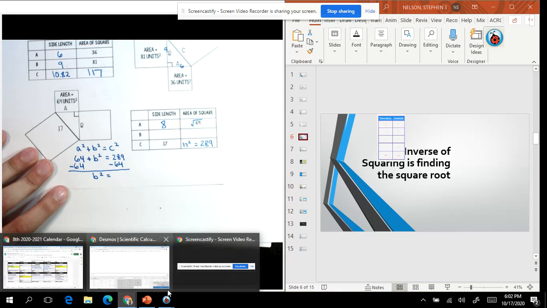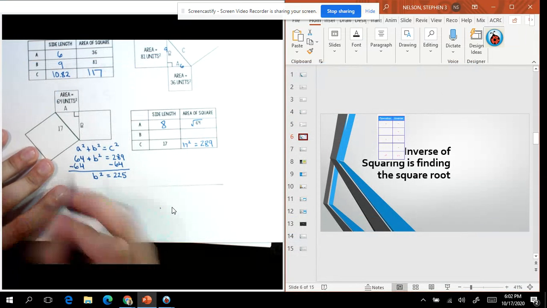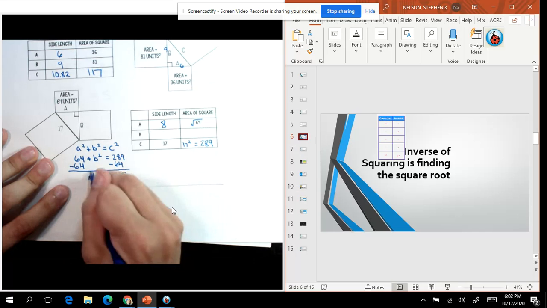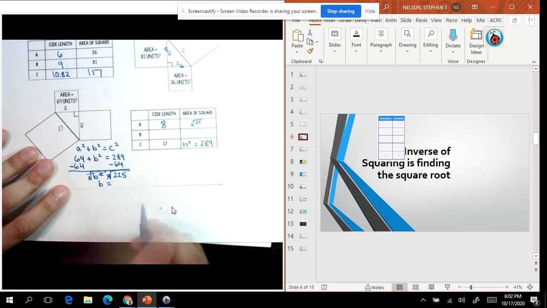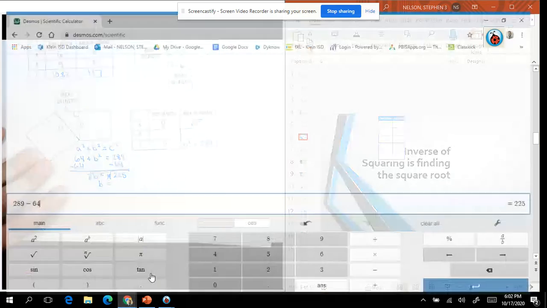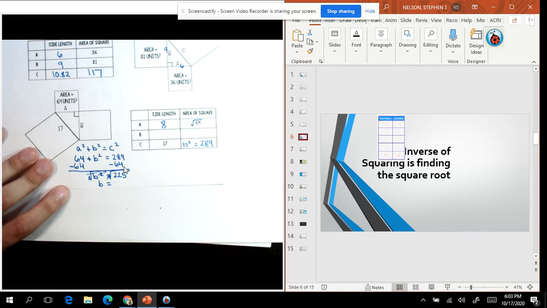Let me pull out the Desmos. So 289 minus 64 is 225. All right, so we have B squared equals 225. We're going to take the root of both sides. That cancels out, and we're left with B equals root 225. Typing that in on the calculator, here's our root 225, and it equals 15. So B is equal to 15.